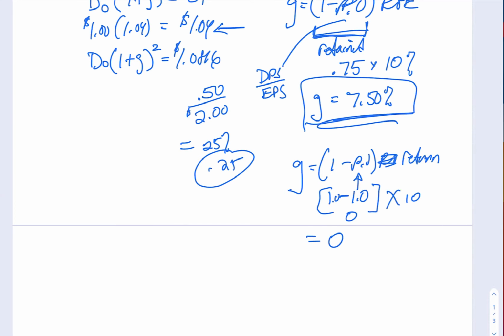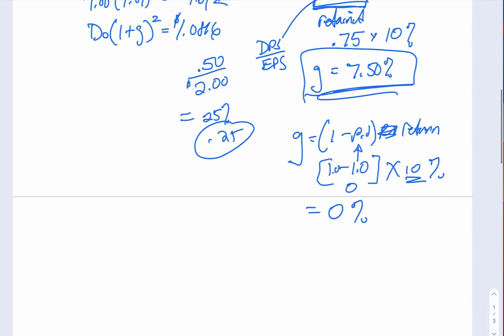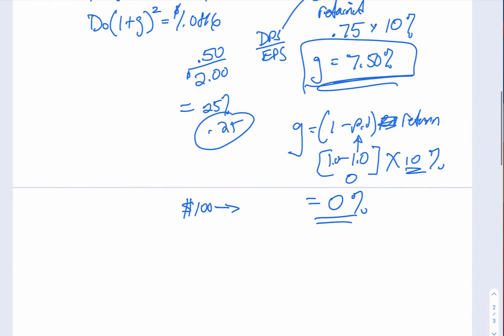And so it's 0%. So this represents 10%. And so that's going to be 0% growth rate because you keep pulling out all your earnings. And so your account is going to stay at $100 forever if you keep pulling out all the earnings. Now, what happens if you don't pull out any of the earnings?